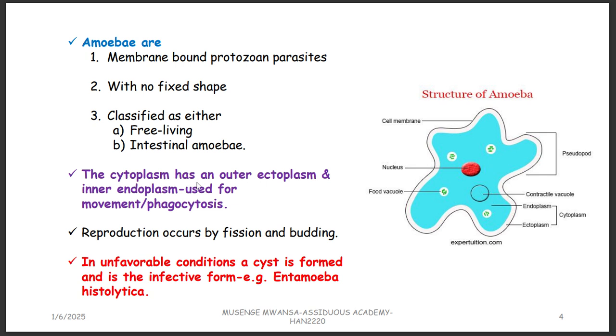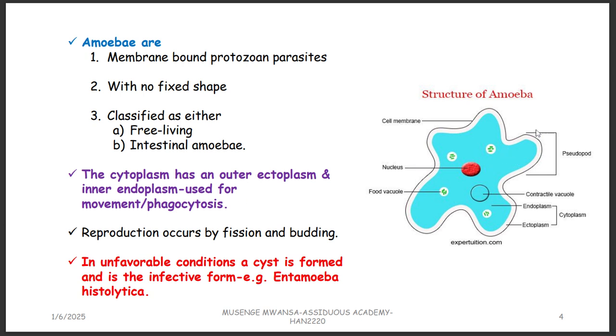The cytoplasm of these amoebas has got two. So these guys have got two membranes. You have got an ectomembrane and an endomembrane. So the endo, the one which is inside, is going to be used, apart from movement, also for phagocytosis.